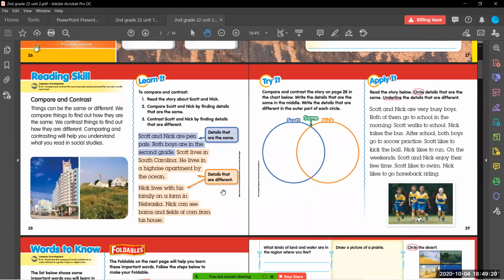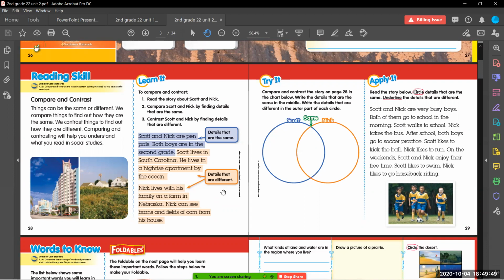Now let's get into our reading skill. So we're going to be talking some more about comparing and contrasting, and this is something we talked about a little bit in language arts before. When we're comparing and contrasting, we're looking at how things are the same and how things are different. So when we compare, we're looking at what makes those things the same. And when we contrast, we're looking at the things that are different about them, something that's special only to that one thing.